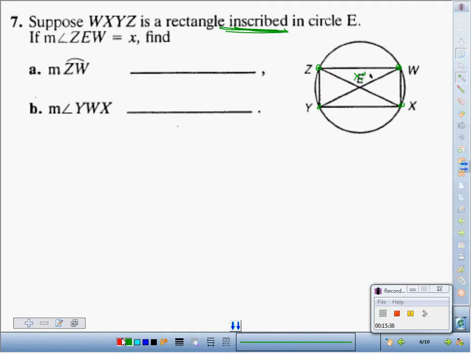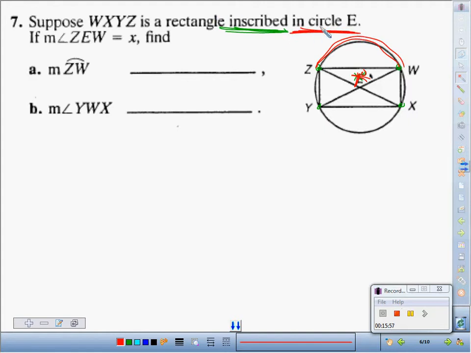Find the measure of arc ZW. I'm going to use red here and go back and call that X since it goes over the top. If that's X degrees, find the measure of arc ZW. I'll give you a moment here. Just pause for about 20 seconds and let's see if you can figure out what that is.